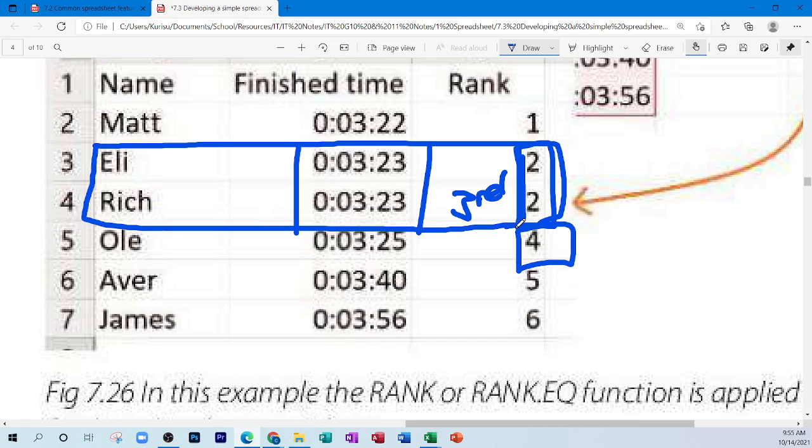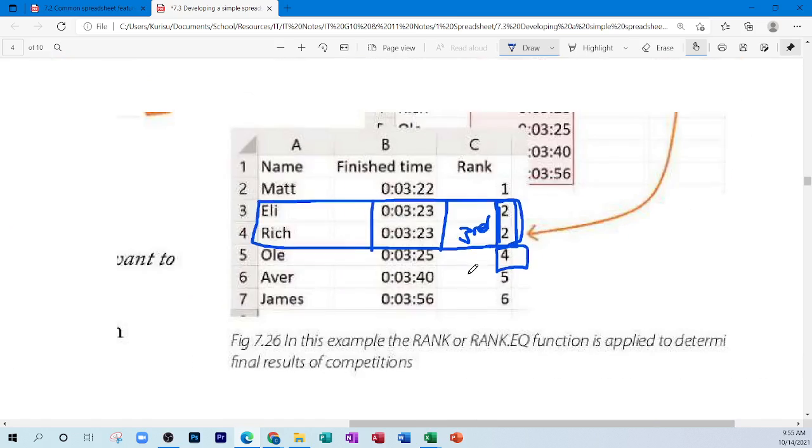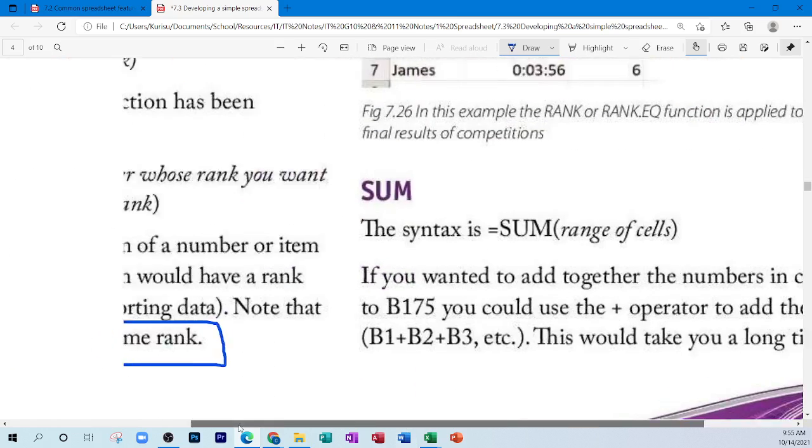So if 10 persons got 80% and all of them got first and somebody got 75%, what position would they get? Sir, 11th. They would get the 11th position because all 10 of those persons took up spaces 1 to 10, even though all of them are in first. So that's one important thing to remember about rank.